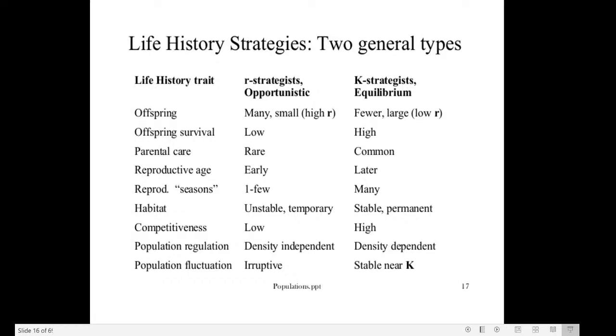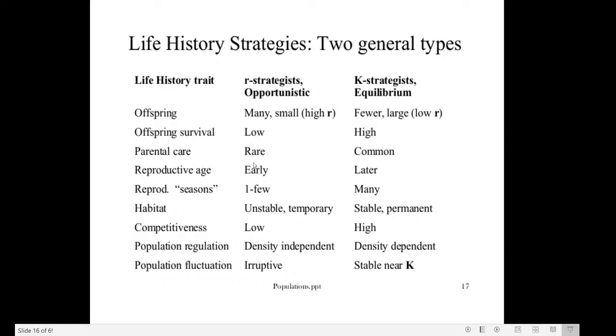Okay, in this life history strategy, there are two: R strategy and K strategy. The offspring are many and small in R, so a high R rate is there. But in the K strategy, the offspring are very few, but they are larger. The offspring survival rate is low in R strategy, high in K strategy. Parental care is rare in the R strategy.